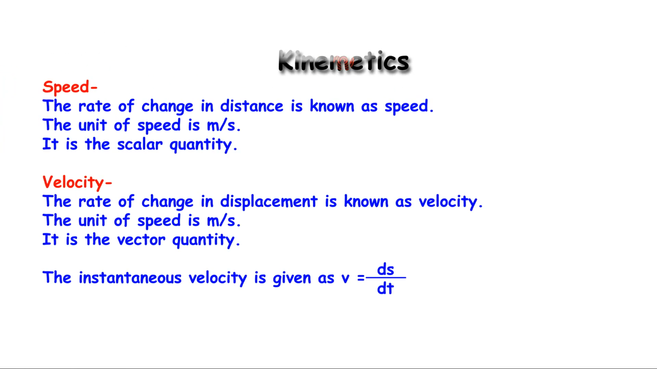The rate of change in displacement is known as velocity, and it has the unit of meter per second. As the displacement has the direction, velocity also has a direction, and as a result it is a vector quantity. The instantaneous velocity is given as v equal to ds/dt. That is, for an instantaneous moment, the rate of change in displacement is known as the instantaneous velocity.